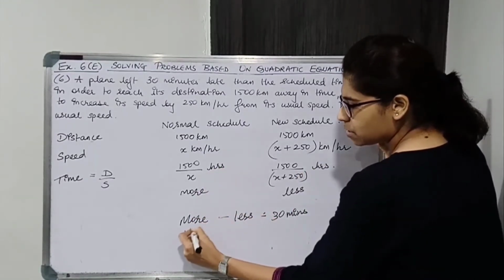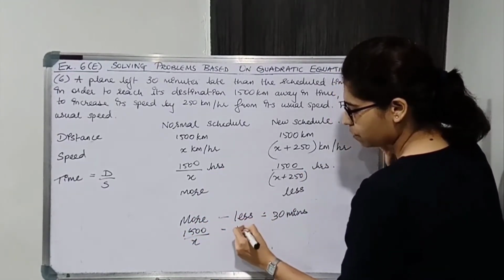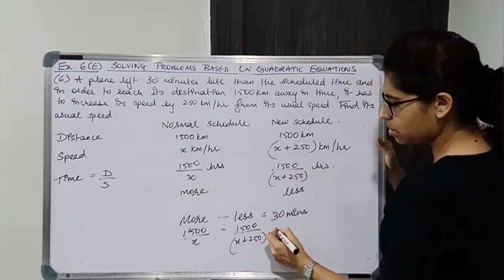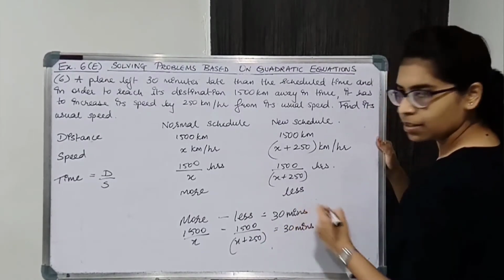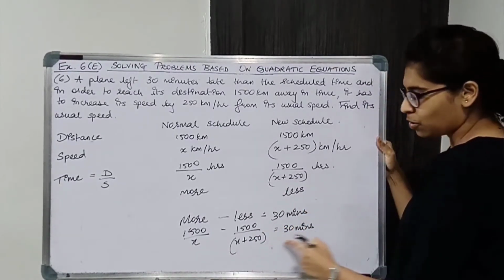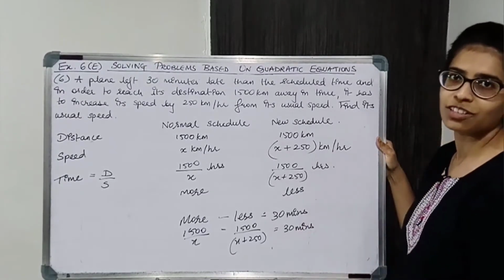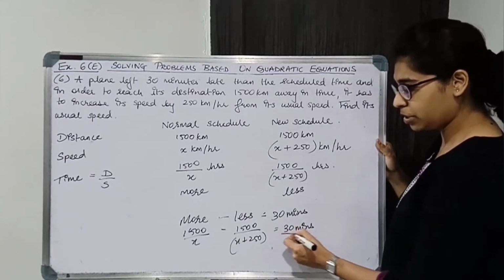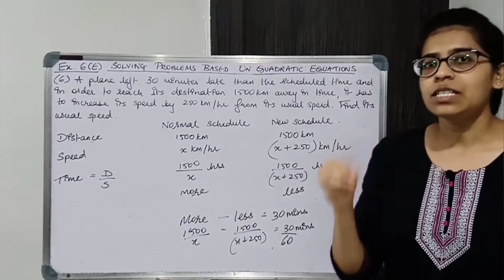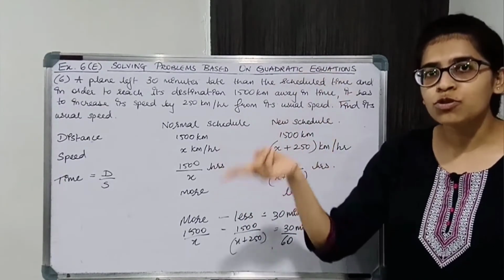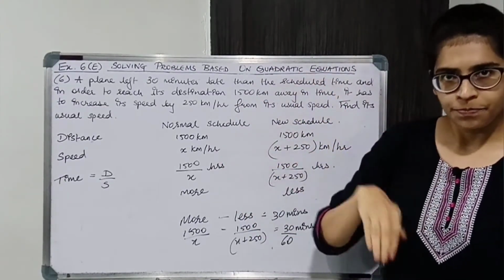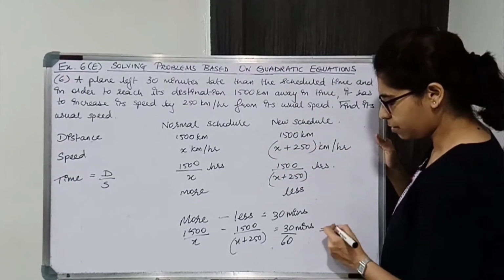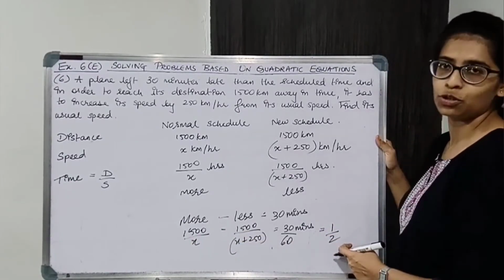Now therefore I can say it is 1500 upon x minus 1500 upon x plus 250. Right, this is more time, this is less time, is equal to 30 minutes. This is in hours, this is in hours. How can this be in minutes? Change this. So 30 minutes is half an hour. So basically you will divide by 60 because 60 minutes make 1 hour, and when you are converting from smaller to bigger, you divide. Okay, so we'll divide by 60. Alright, so that will give you half an hour. So this minus this is equal to half.